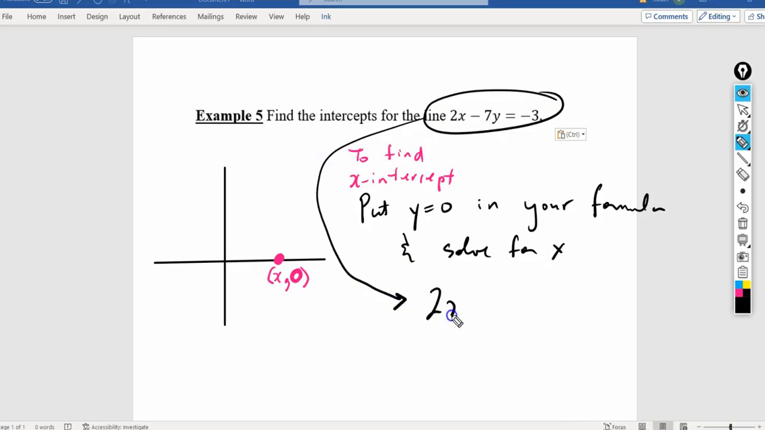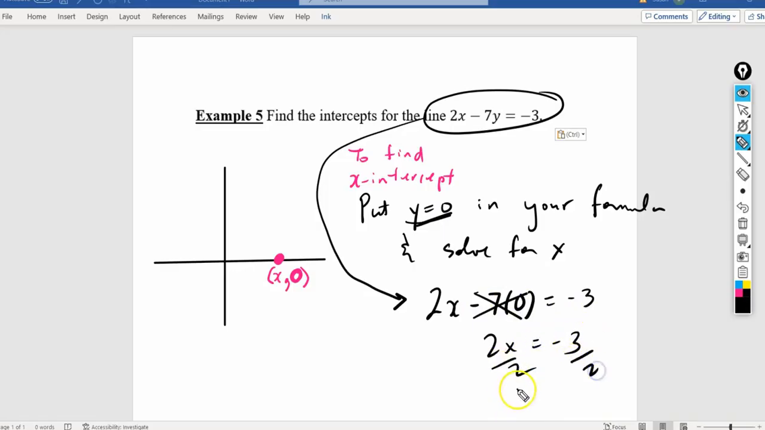So I'm going to have 2x minus 7 times 0, because I'm going to put y equals 0, equals -3. So that's 0. So 2x equals -3. Divide both sides by 2. And x is equal to -3/2. So that is where my x-intercept will be for this line.